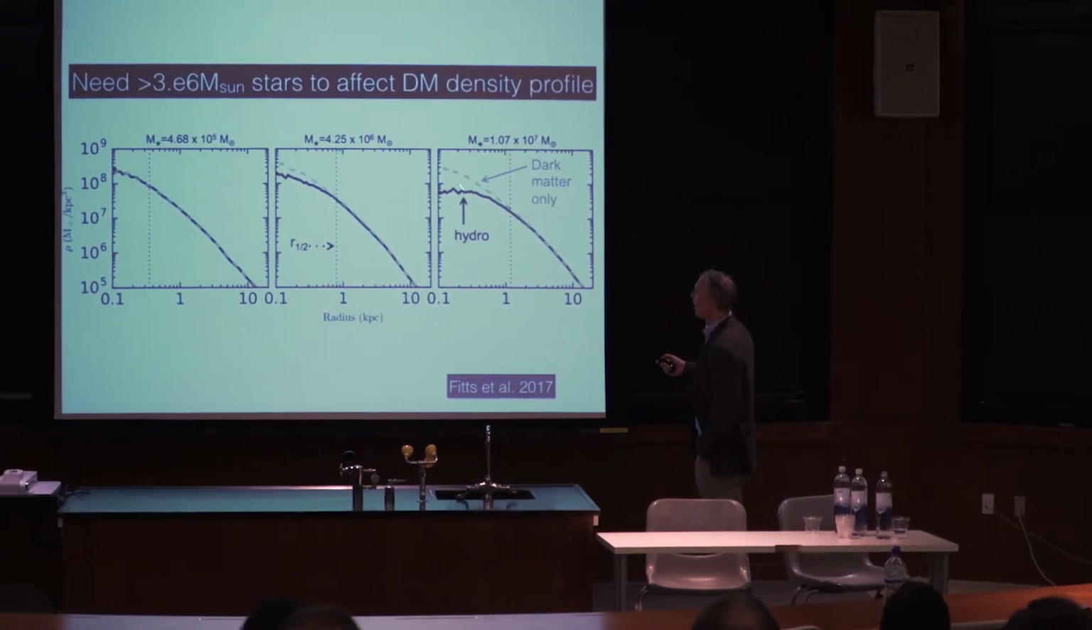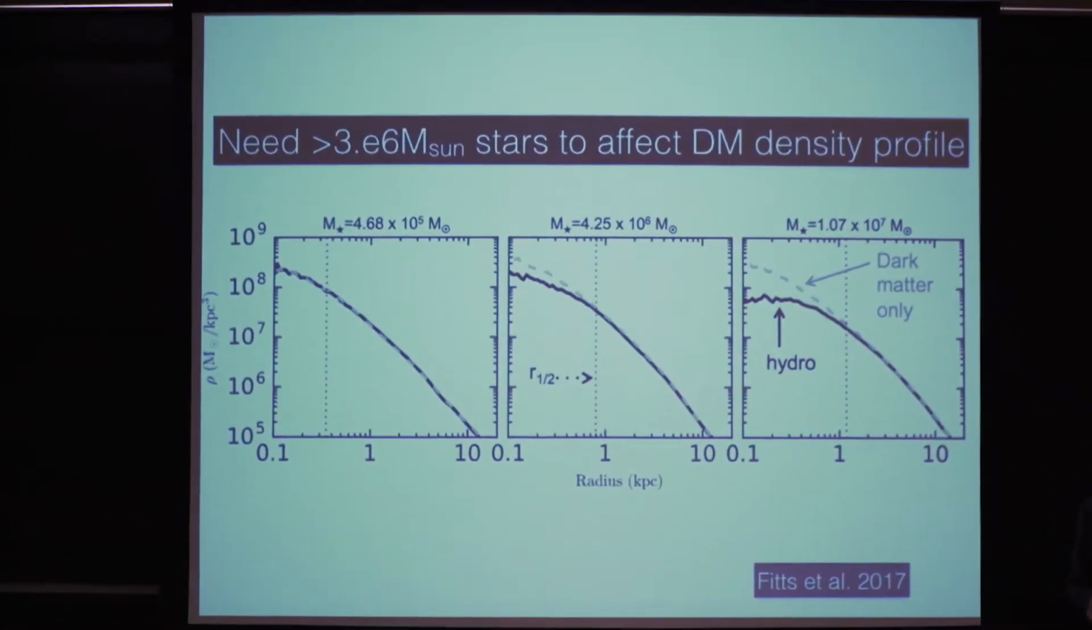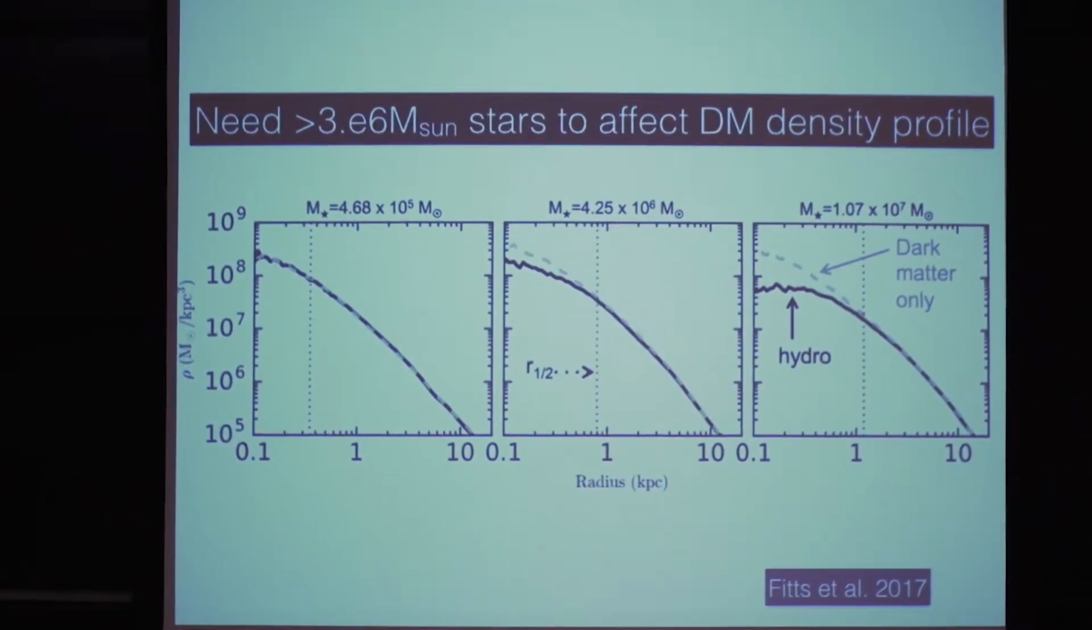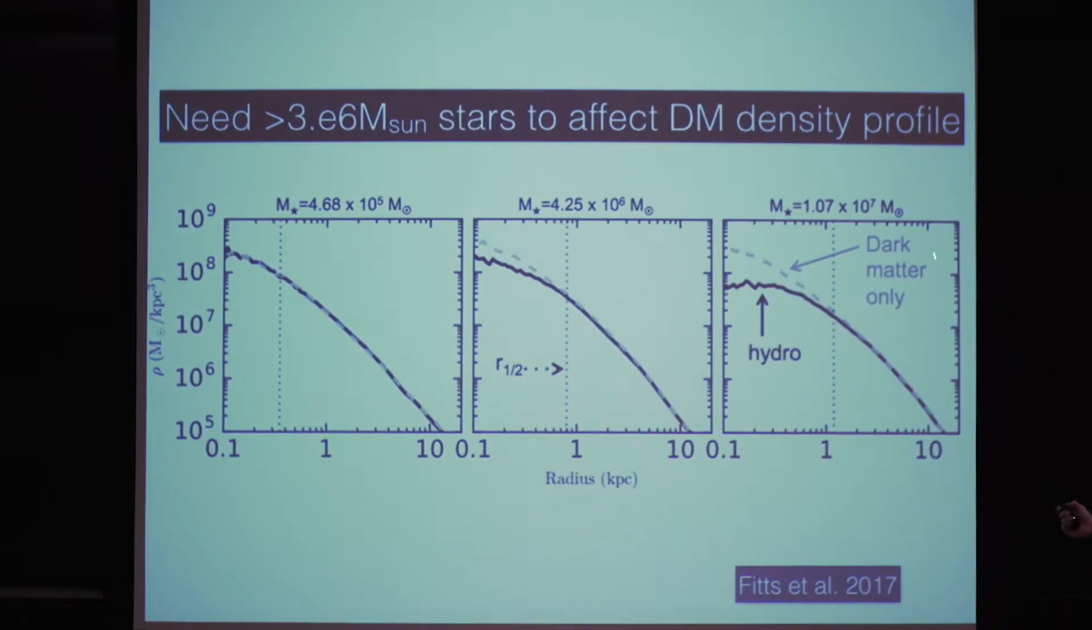If you form a lot of stars, you have a lot of supernovae that can go off, and therefore a lot of energy at your disposal to push the dark matter around. This one formed 10^7 solar masses of stars and created a nice core. This one formed a few million solar masses of stars and formed kind of a core, not as cuspy as dark matter only, here in dash, but not much. This one formed only 5 × 10⁵ solar masses of stars and looks exactly like the dark matter only simulation.